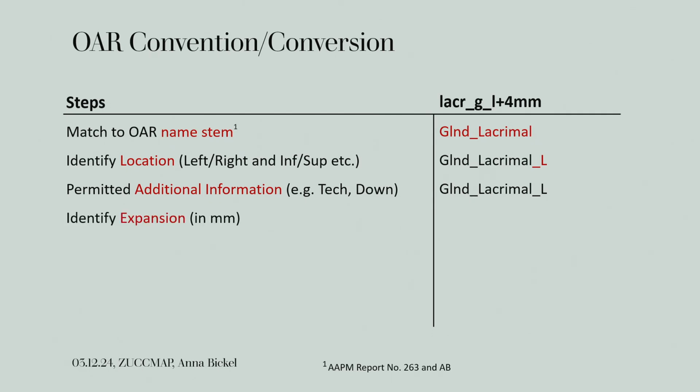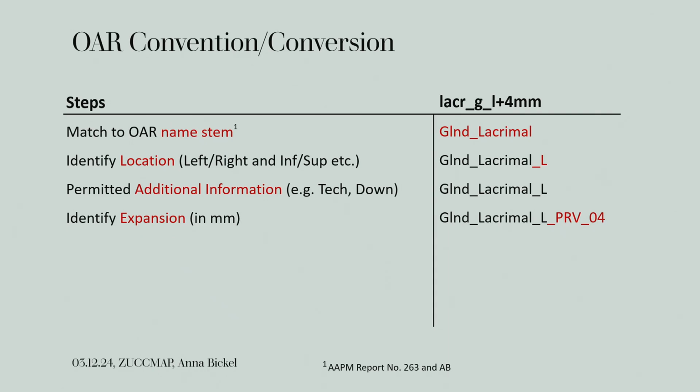And the last thing is that we identify again the expansion of the volume, and we add it with PRV, and PRV is the planning organ at risk volume. It's just to indicate that it's an organ at risk and that it was expanded, and just to make sure that it's more or less compatible with the target convention. But of course, you can see the names are quite long, and we did not impose a character limit for the names, but we tried to make them as short as possible.